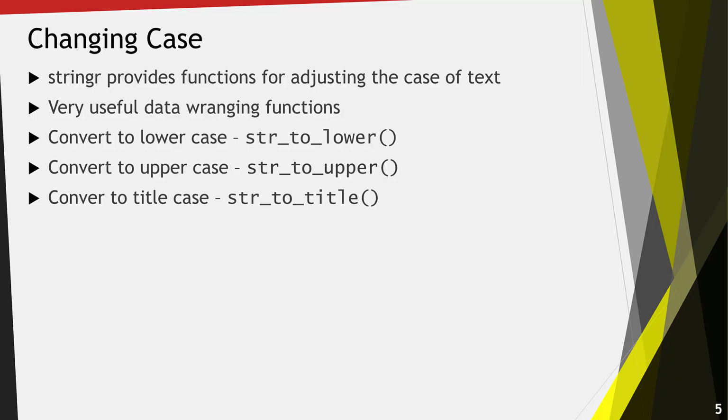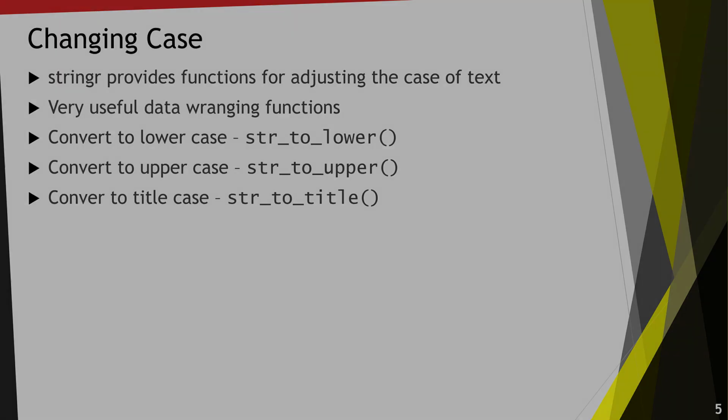First off, it provides useful functions for adjusting the case of text. These are very handy when you're wrangling data. Frequently text might be miscoded or capitalization might be inconsistent. There are three major functions. The str_to_lower function will convert your text to lowercase. The str_to_upper function will convert your text to uppercase. And then str_to_title will convert your text to title case, where the first letter of each word is a capital and the rest are lowercase.